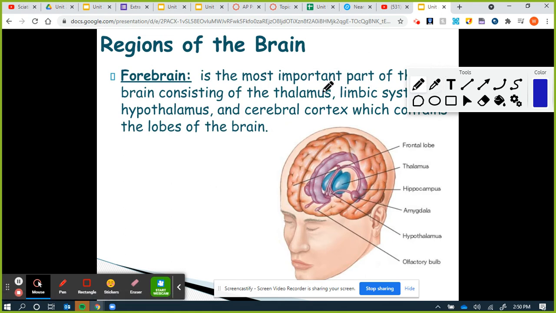All right, now, moving up into the forebrain, we don't need to worry about the midbrain. Midbrain is just a couple of little structures that we don't need to know about. Moving up into the forebrain. The forebrain consists of the thalamus, the limbic system, and then the cerebral cortex.